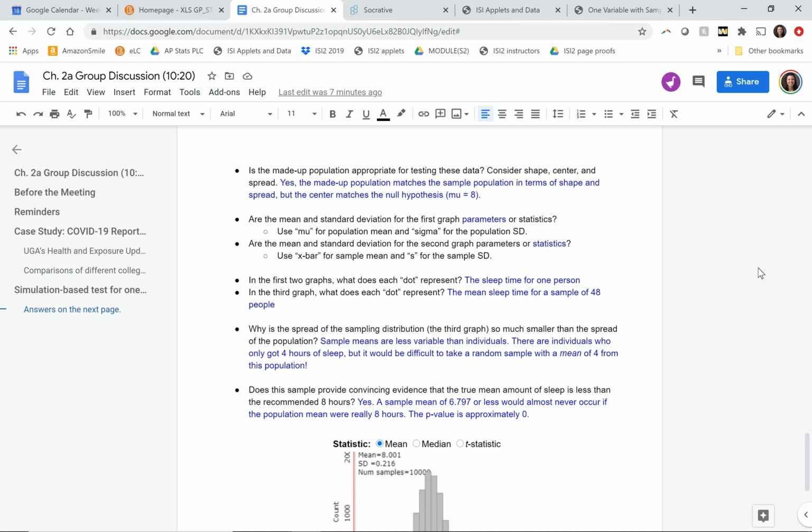All right, in this last page of the Chapter 2A discussion notes, this summarizes the answers that I've just given. So hopefully this will help you as you get ready to do Lab 2A. But if you run into any trouble, just send me an email, come by my office hours, let me know.